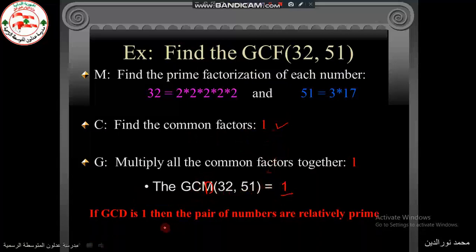Okay, and we used to say about this pair of numbers, 32 and 51, that they are relatively prime. So when the GCD equals 1, the pair of numbers is said to be relatively prime. Their GCD is 1.